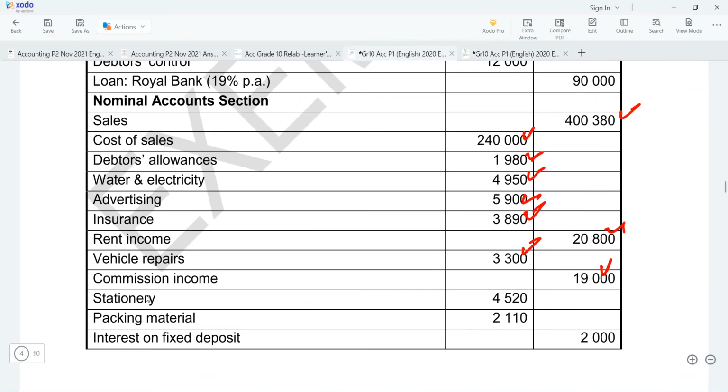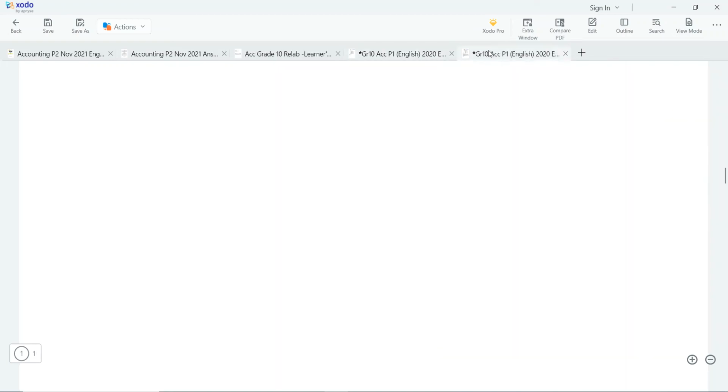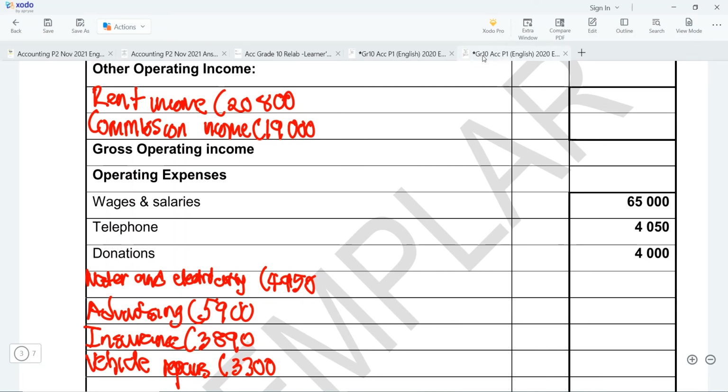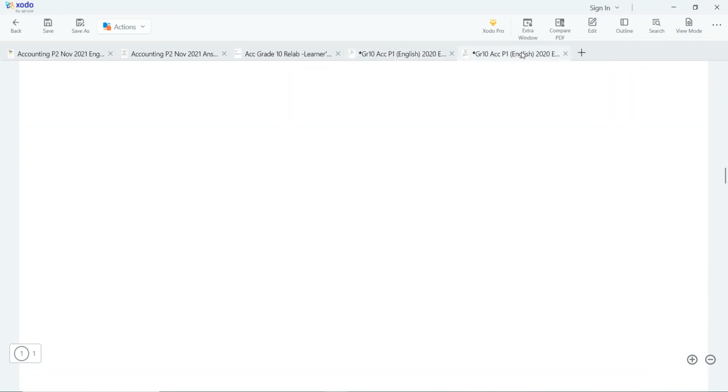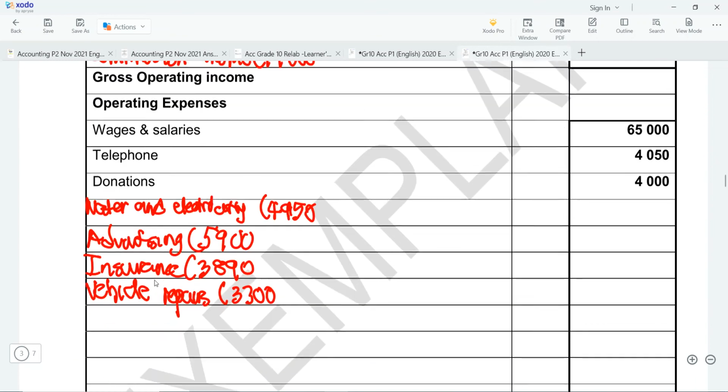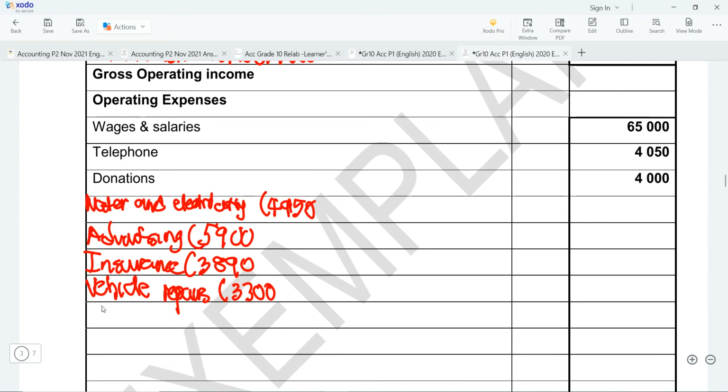And if you also check, we are given stationery as 4,520. We need to check if that has been recorded for us. Okay, so stationery 4,520. You can see there's no stationery written here, so we'll write that stationery 4,520, and then from there we'll proceed to the next one.